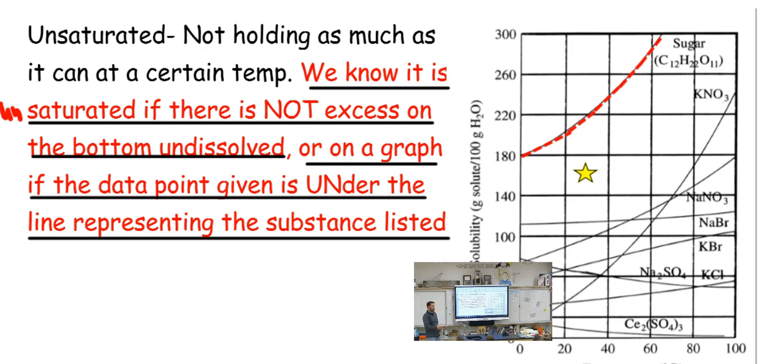So in your bowl of Cheerios, we don't know we have enough sugar until we start hearing it grind on the bottom, and then we know it's perfect. Or on the graph, it's under the line. Pretty easy. So if there's not stuff at that temperature, then it is unsaturated.